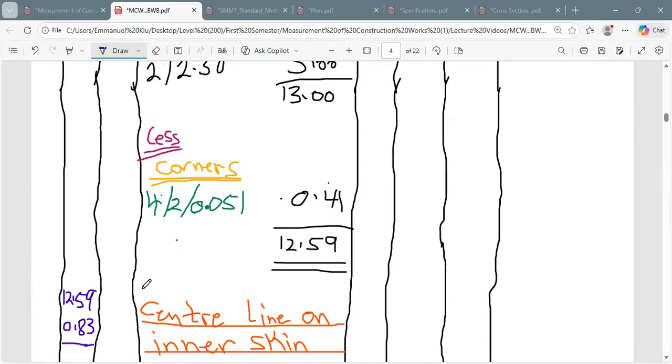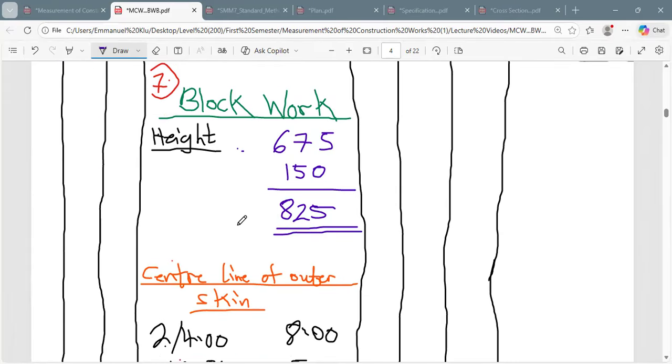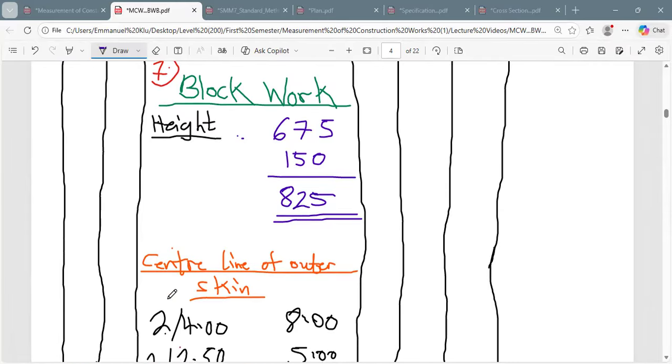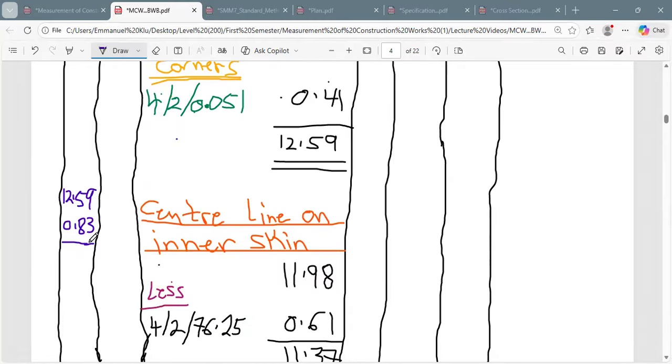Okay, 825 divided by 1,000. That brought about that answer. You know where we had the 825. Yes, so that is why they came and ran it and they get 0.83. It is this answer. This guy, the height of the block work. They divided it by 1,000 and they wrote 2 decimal places over. You don't get confused. Okay, and 11.37.